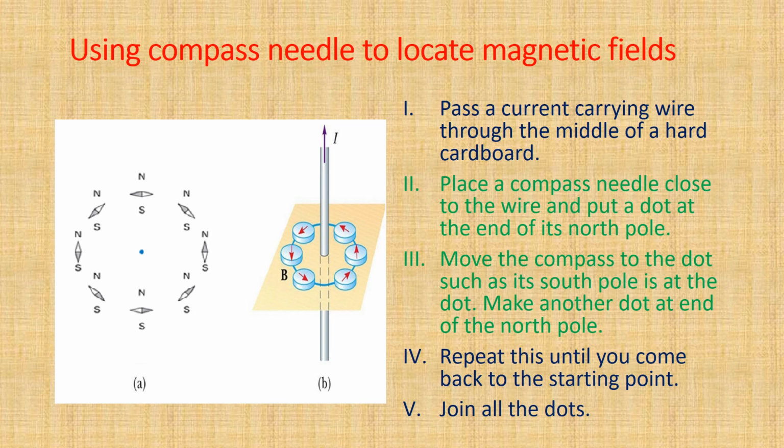So all you need to do is pass current through a wire, and that wire should pass through a hard cardboard. And then place the compass needle close to the wire and put a dot at the end of its north pole. Move the compass needle so that its south starts with the point where the dot was. Make another dot at the end of the north pole. Repeat this until you come back to the starting point. Join all the points. You realize that they form concentric circles.